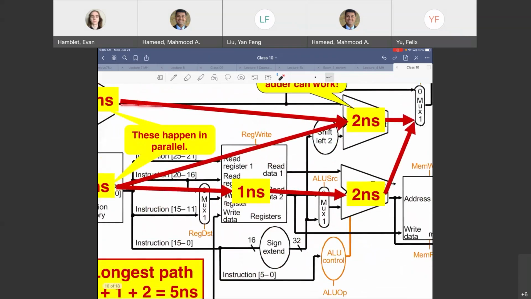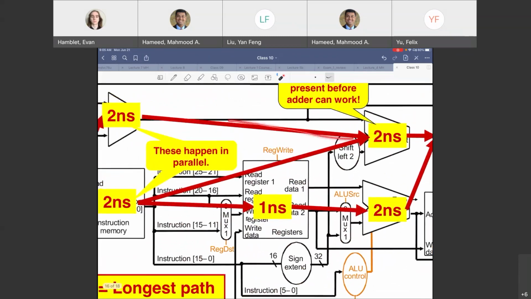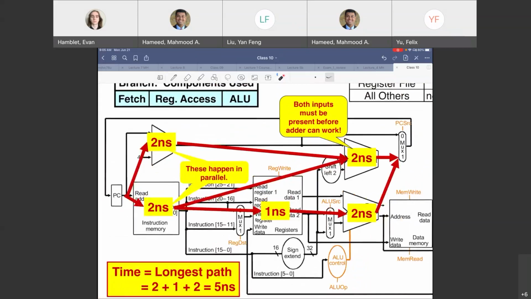But here you have PC plus 4 that's going over here. The other is directly from here. What is that? PC plus 4 plus whatever the branch address is. So both inputs should be present over here: PC plus 4, and PC plus 4 plus branch address. You guys see that? The branch address is computed over here. So you've got 2 here, 1 there, and 2 there.